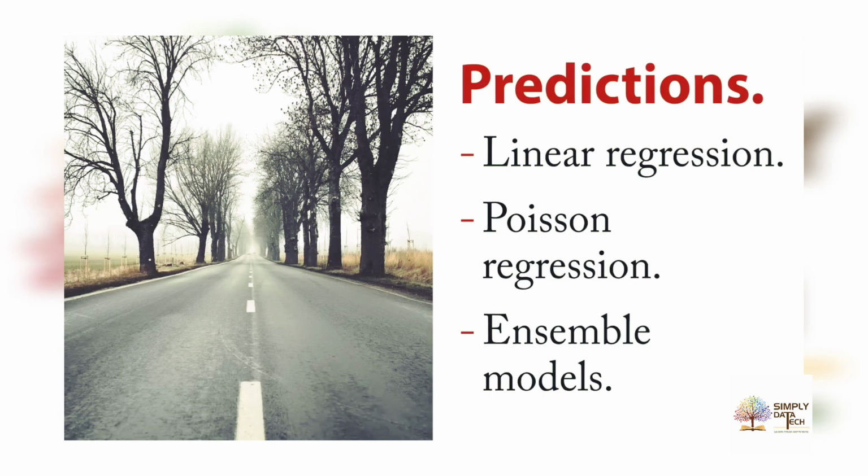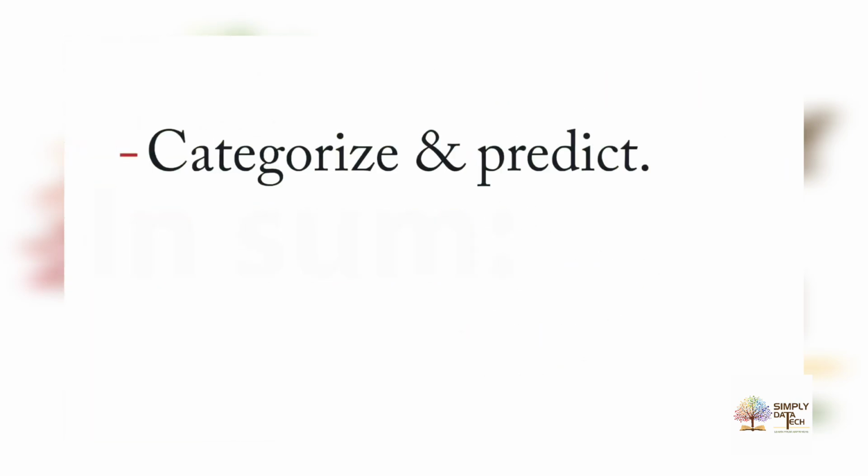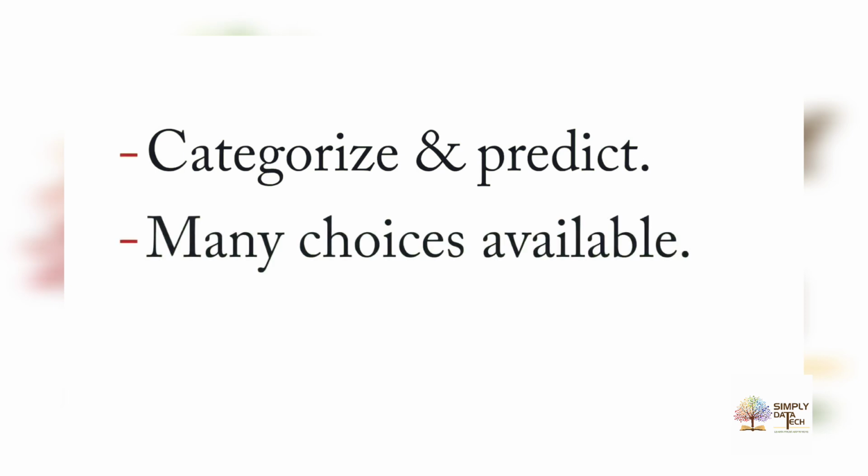Now, I'll talk about each of these in a little more detail in later courses, but for right now, I mostly just want you to know that these things exist, and that's what we mean when we refer to machine learning. So, in sum, machine learning can be used to categorize cases and to predict scores on outcomes. And there's a lot of choices, many choices and procedures available.